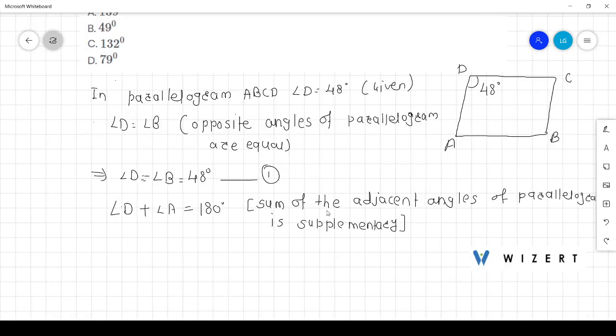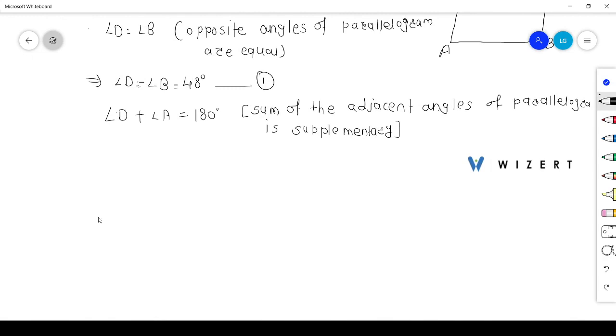So angle D is 48 degree. Here it is equals to, so 48 degree plus angle A is 180 degree. So angle A equals to 180 degree minus 48 degree, that is 132 degree.